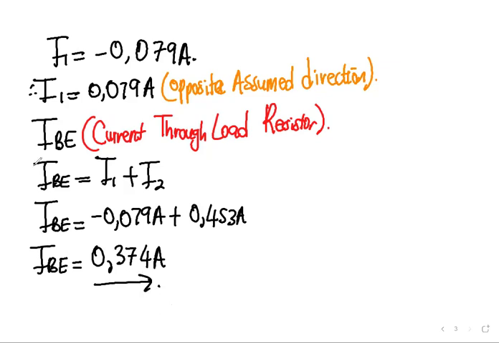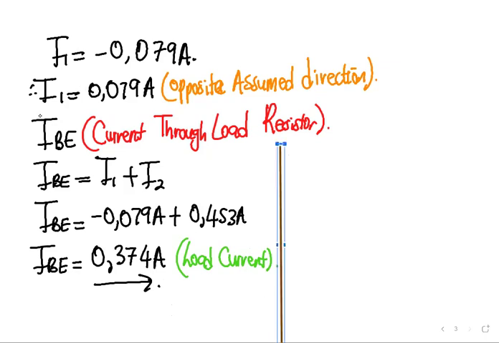So this is our load current, right? This one on its own is representing our load current. If you didn't know, it represents our load current. Now that we have our load current, we're going to calculate the voltage drop. After calculating the voltage drop, then we calculate the power.